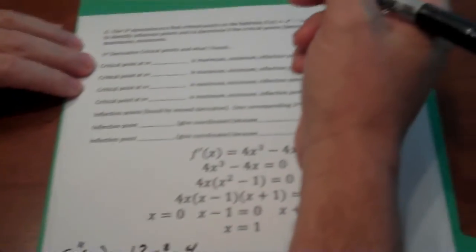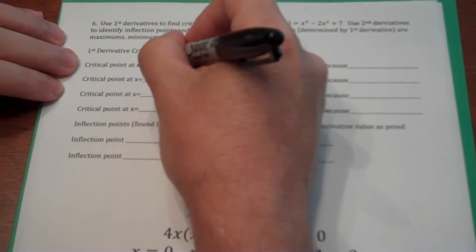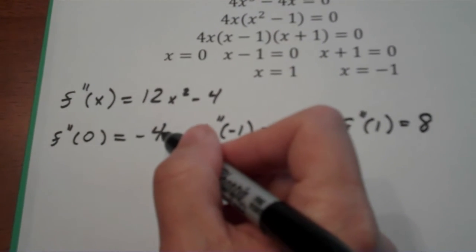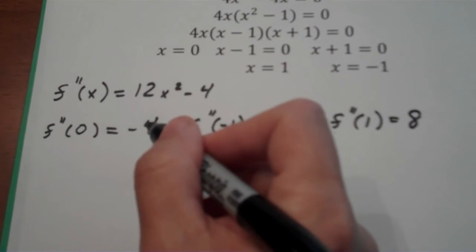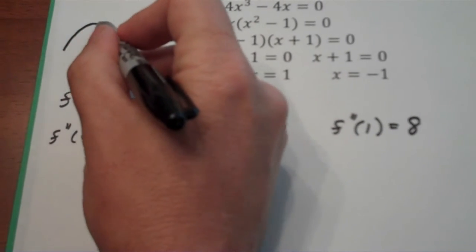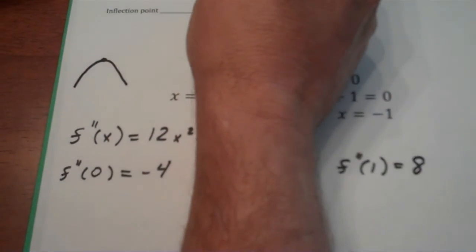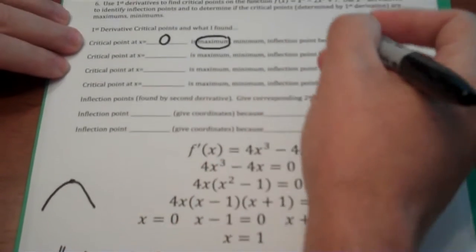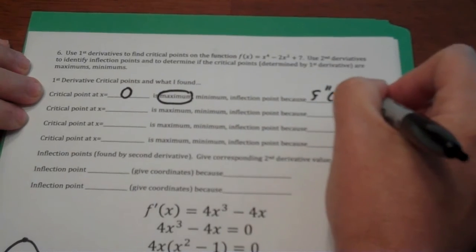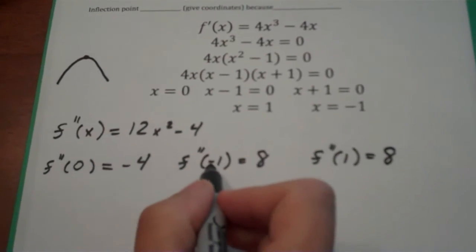So up here, I know that my critical value at x equals 0, notice, was a negative number. Since my second derivative was a negative number, this absolutely tells me that I've got concave down. If I have concave down, then that must be a maximum at that point. I will merely circle maximum, and over here in my reason, I'll put because the second derivative at 0 was a negative value. For my second point, let's go ahead and put in -1.